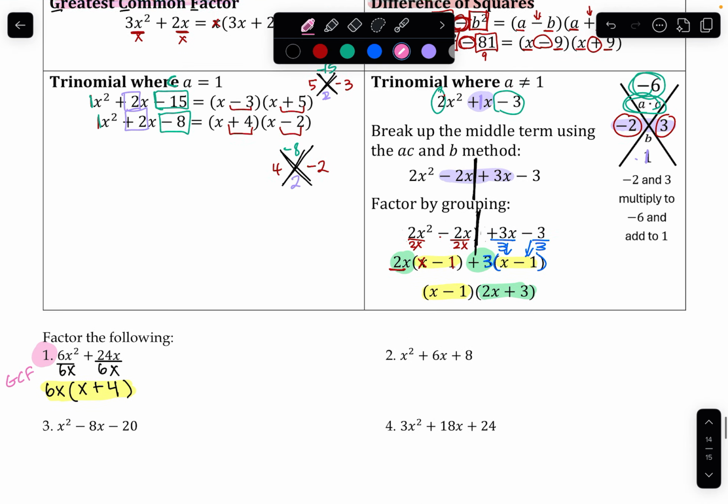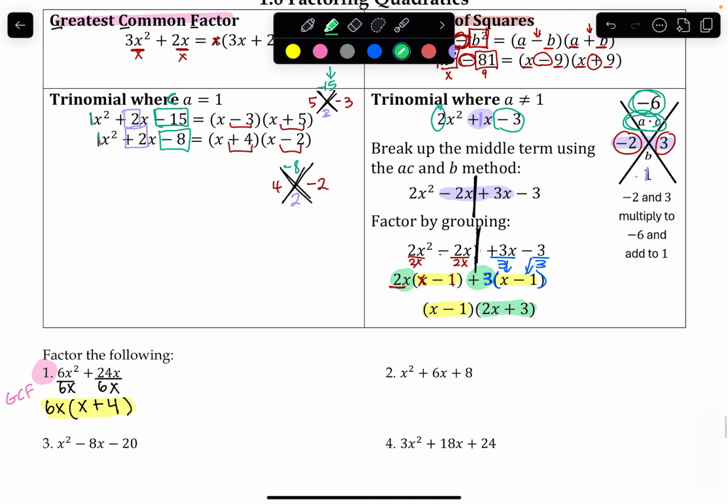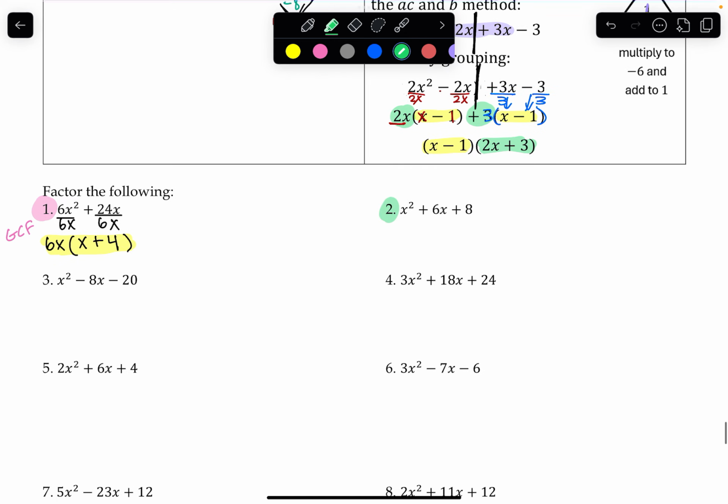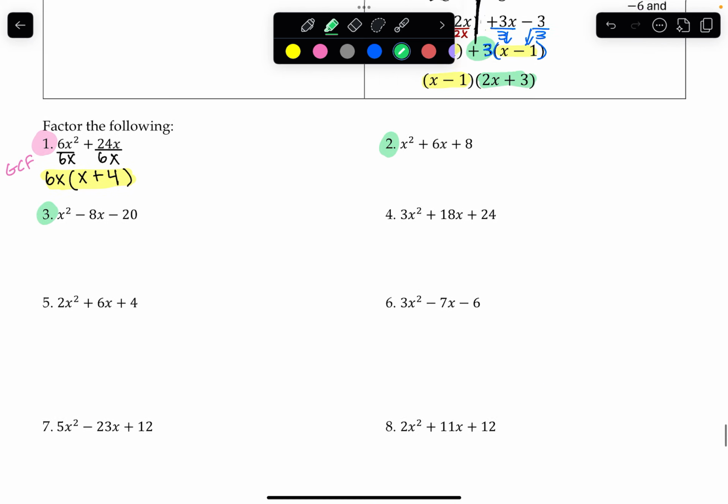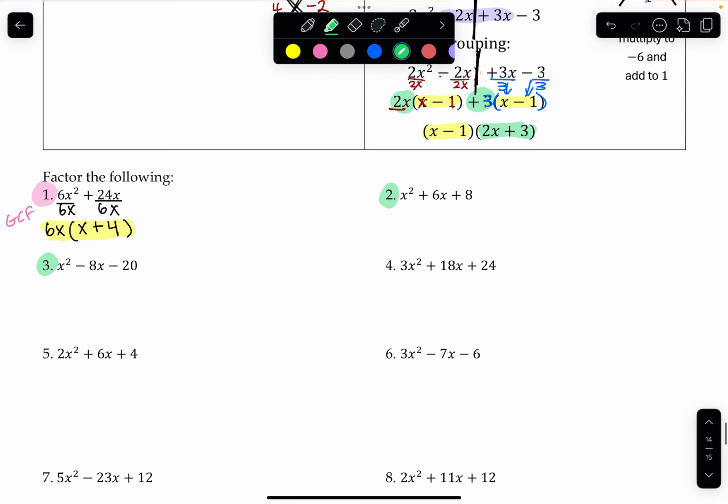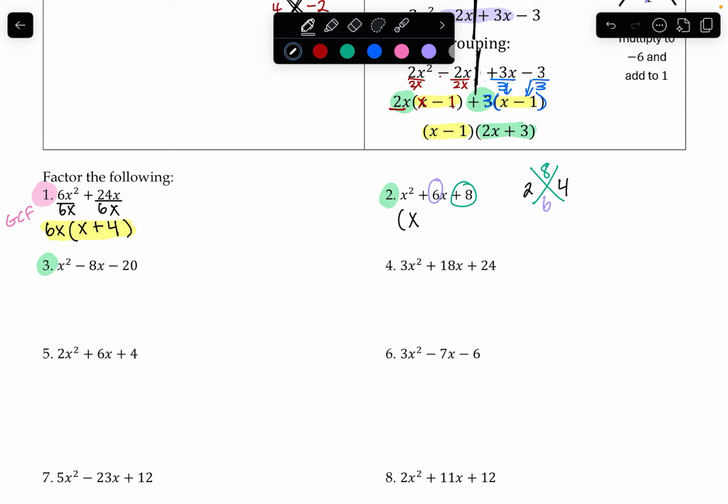Okay, next we're going to look for all the examples where a is 1. And so a is 1 here, a is 1 here. A is always just the leading coefficient. It looks like that's it. Okay, so whenever a is 1, you're looking for 2 numbers that multiply to c, but add to the middle number, which is b. So 2 numbers that multiply to 8 but add to 6 are 2 and 4. And so my factors are x plus 2, x plus 4, either order.